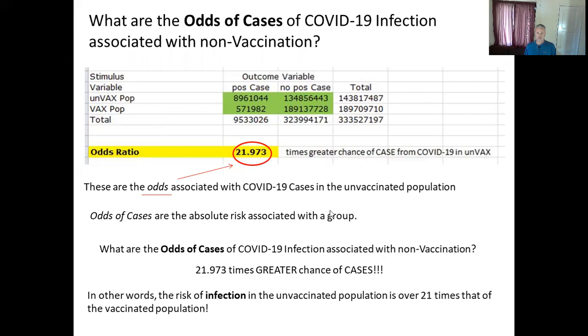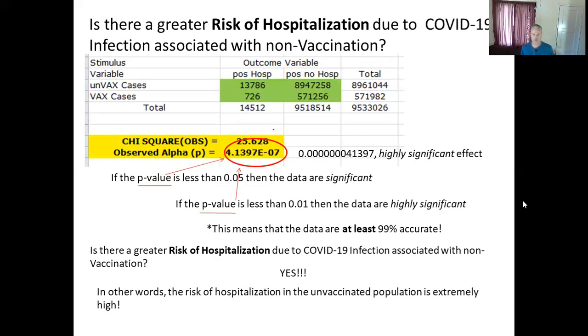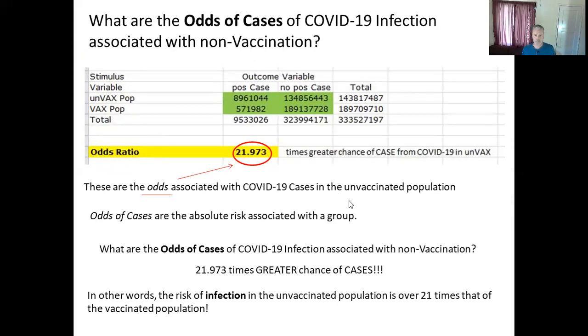Okay, what's the odds? The odds here, just the Vegas odds, almost 22 times that of vaccinated. So basically the unvaccinated population has almost 22 times greater chance of being infected by COVID-19 than the vaccinated population. Don't know how high these numbers have to get before people think they are significant. All right, so that's just getting infected. You have a 22 times greater chance being unvaccinated.